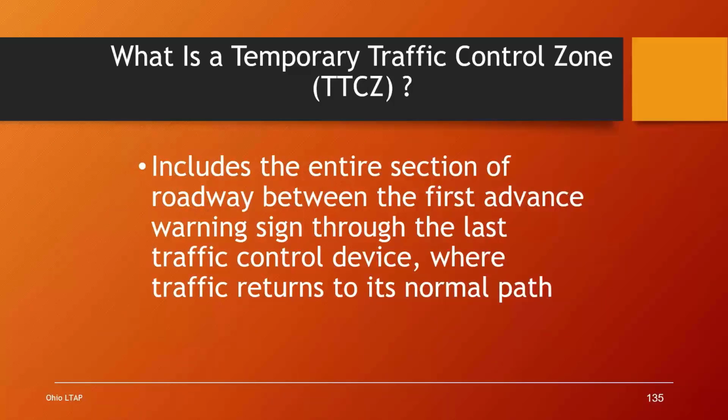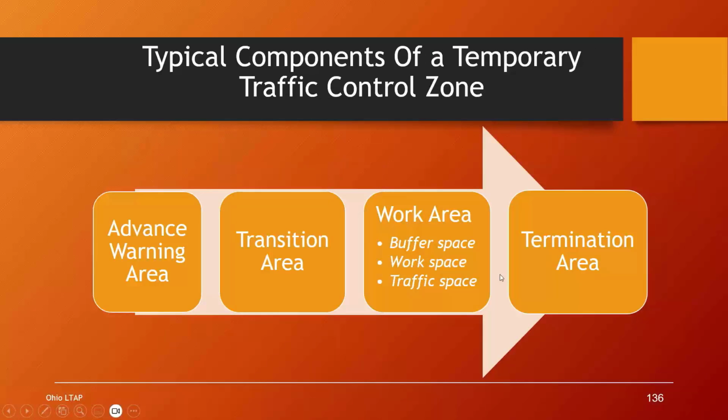So we define our temporary traffic control zones as the entire section of roadway between the first advance warning sign through the last traffic control device where traffic returns to its normal path. Here are the 4 typical components of a temporary traffic control zone. If you're the motorist approaching a lane closure, you're first going to arrive at the advance warning area where our signs are located, usually a series of signs for a lane closure.